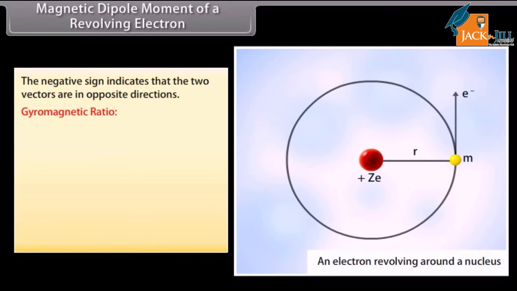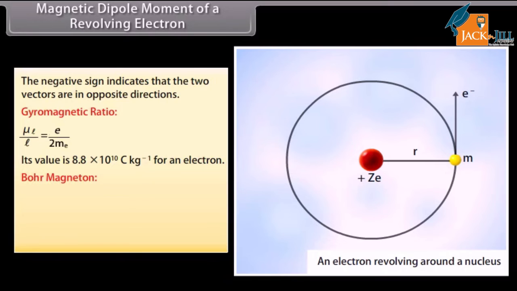Gyromagnetic ratio. Mu L upon L is equal to e upon 2 m e. Its value is 8.8 into 10 raised to the power 10 coulomb per kilogram for an electron. Bohr magneton. Mu B is equal to e h upon 4 pi m e. Its value is constant and equals 9.27 into 10 raised to the power minus 24 ampere meter squared.